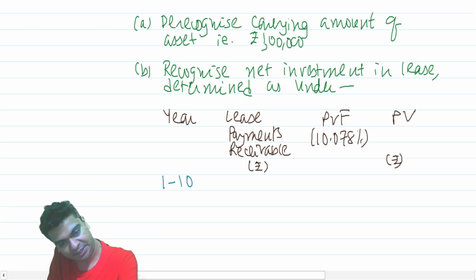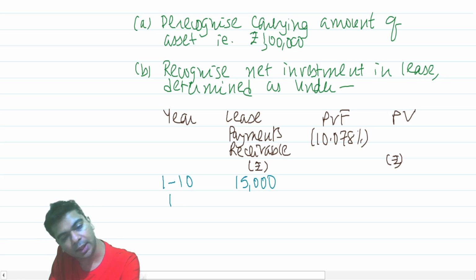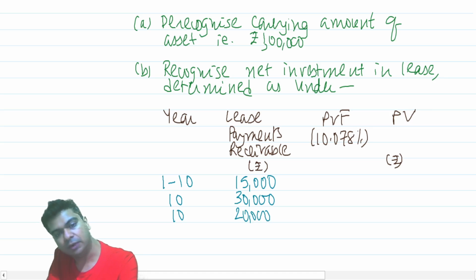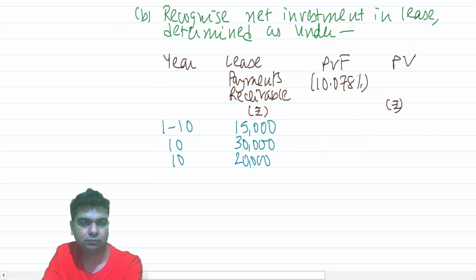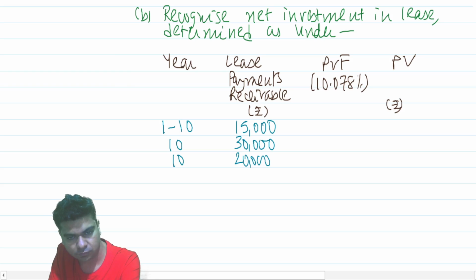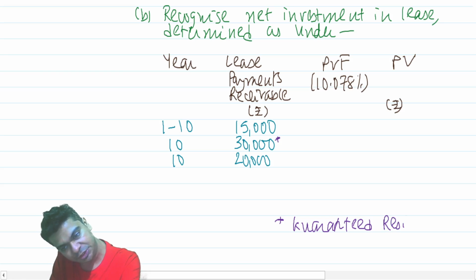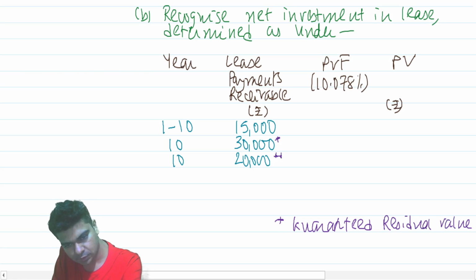The lease is for 10 years. Lease rent agreed is 15,000. At the end of the 10th year, 30,000, and 10th year, 20,000. Right, this is guaranteed residual value. This is unguaranteed residual value.